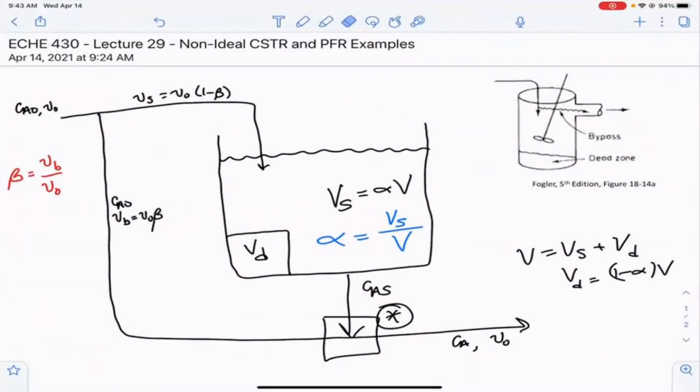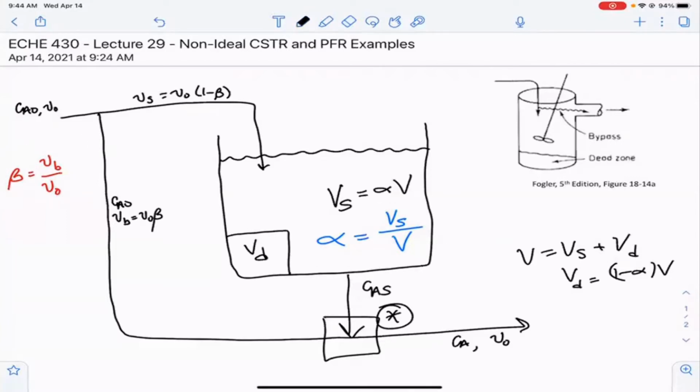In lecture 28, we started to talk about being more quantitative with regards to how reactors that are behaving non-ideally can be described mathematically. And so we spent a lot of time in that previous lecture on this CSTR with both bypass and with dead zones in it. And we did the math in that lecture for a first order reaction. And then we also did some math regarding how to take some experimental data and use that to determine these parameters alpha and beta.